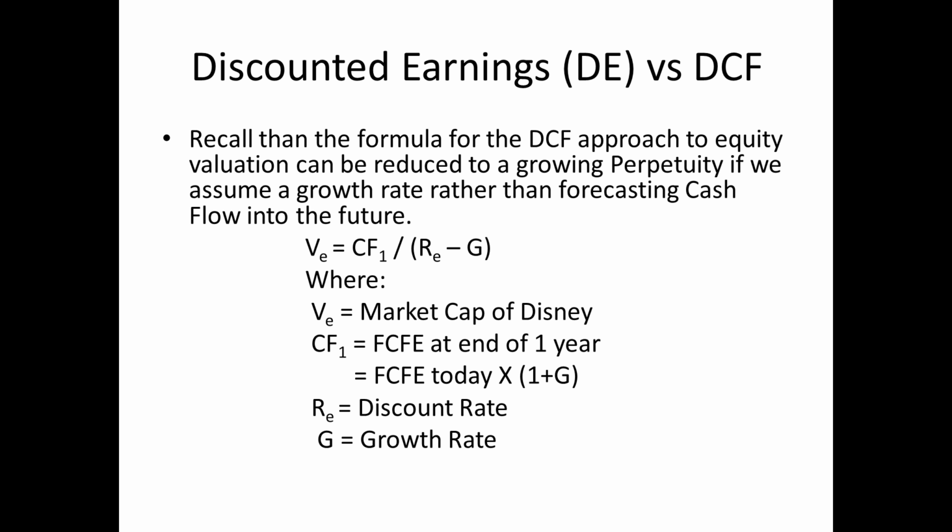If you'll recall, the formula for the discounted cash flow approach to equity, if we reduce the cash flows to a growing perpetuity, is the cash flows at year one divided by the required return on equity minus your growth rate, so your assumed growth rate in cash flows. Under the discounted cash flow model, the cash flows are the free cash flows to equity at the end of year one. If you look at that video, you'll find out what free cash flows to equity are, and there is a separate video where I talk about how to estimate those.